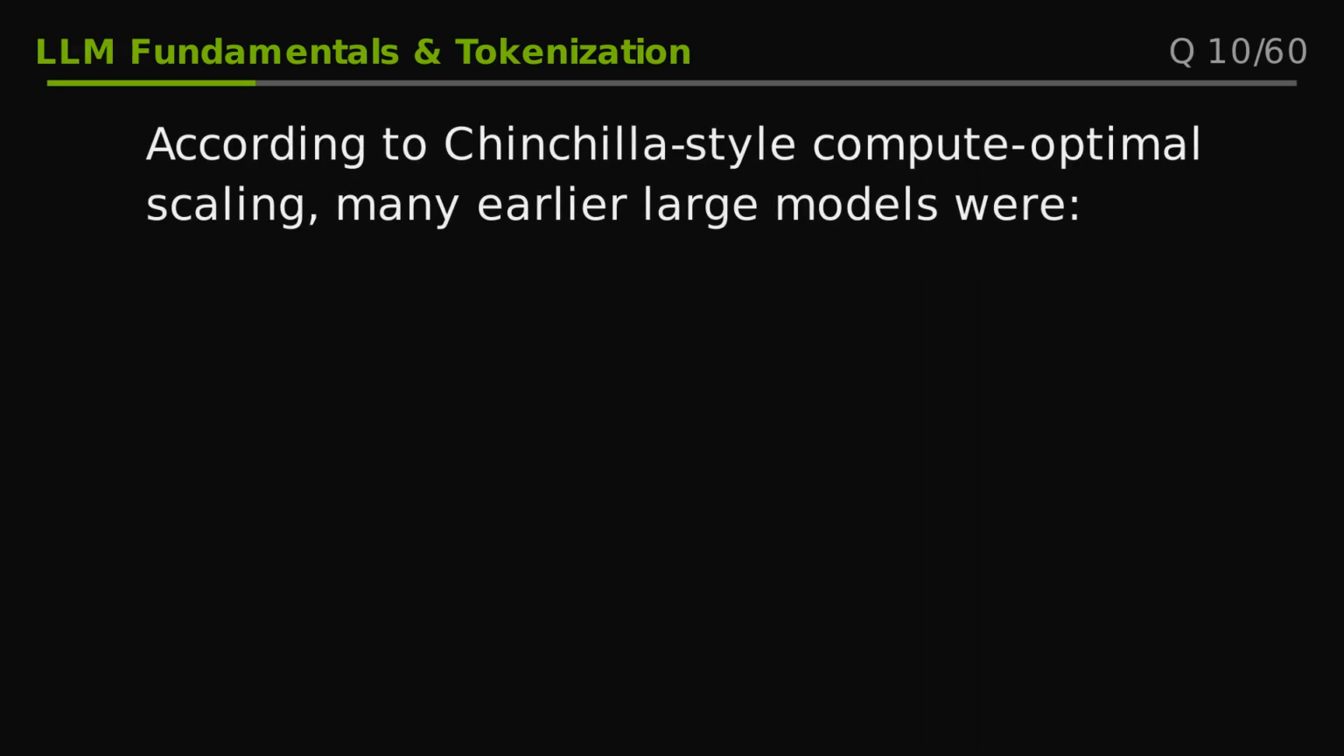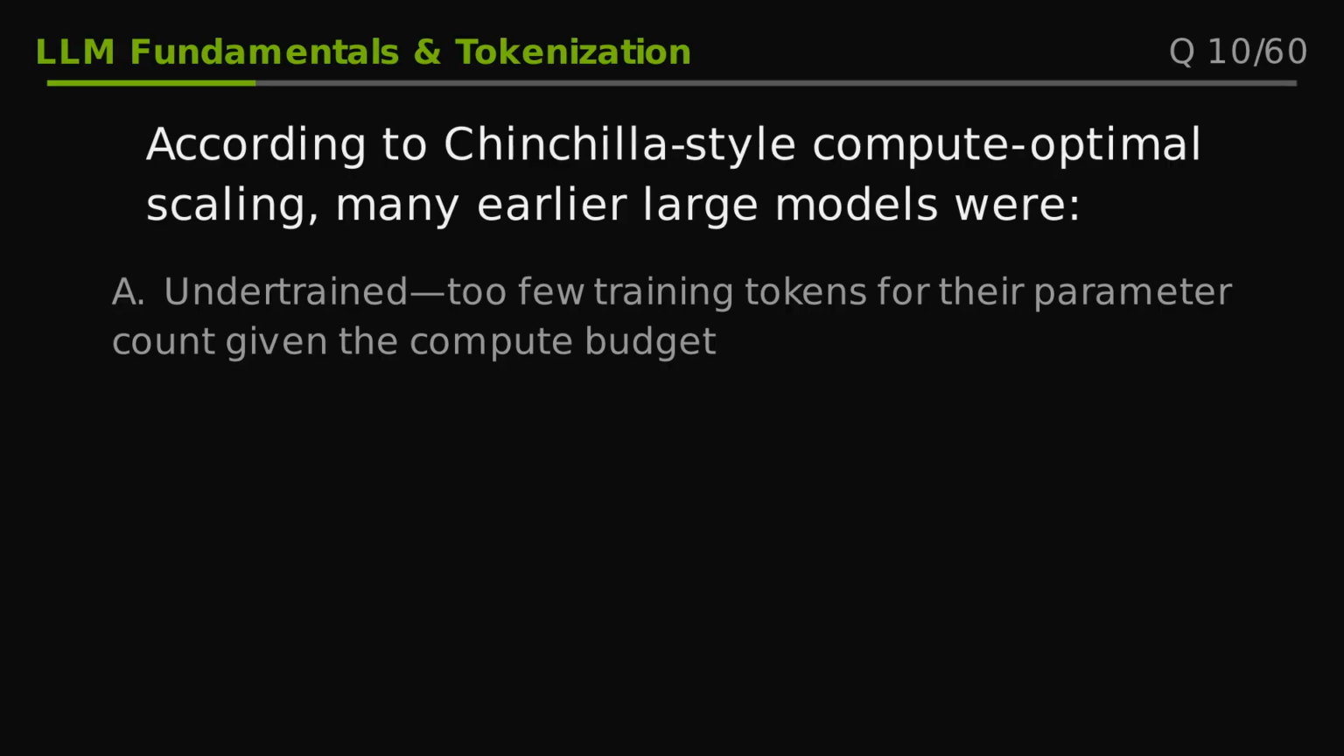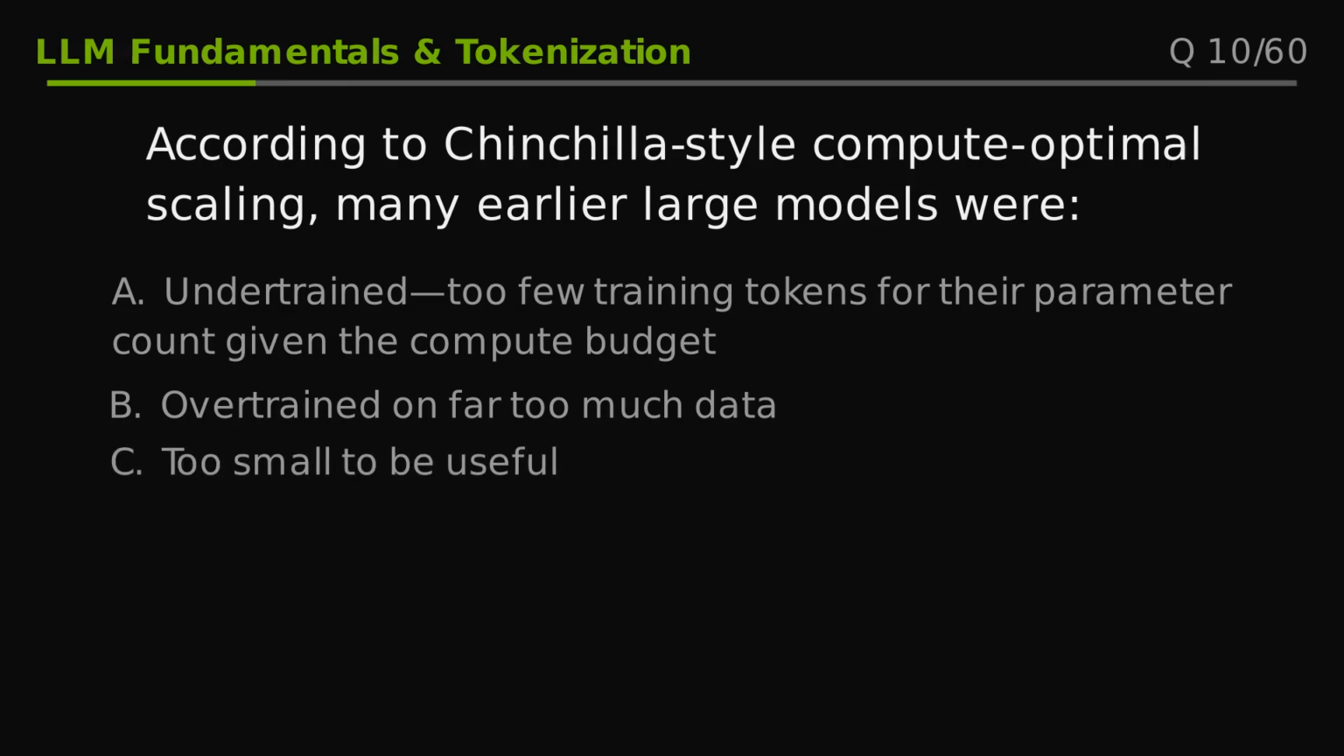Question 10. According to Chinchilla style compute optimal scaling, many earlier large models were: Option A. Under-trained, with too few training tokens for their parameter count given the compute budget. Option B. Overtrained on far too much data. Option C. Too small to be useful. Option D. Trained without any data.